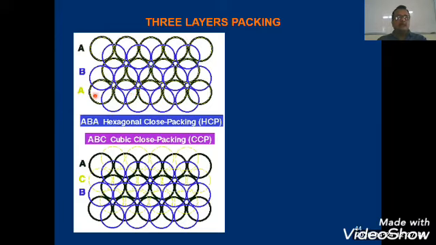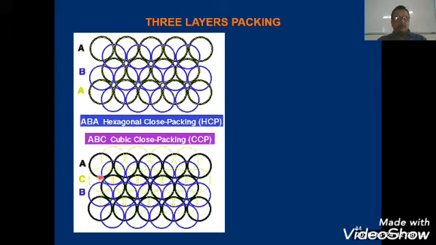Then the third layer A is again sitting in the holes of the blue layer, and the third layer is exactly at the top of the first layer. So here you are having both blue color and yellow color. So this is an AB type packing, and it will give rise to hexagonal close packing. Then ABC type of close packing is also called cubic close packing.